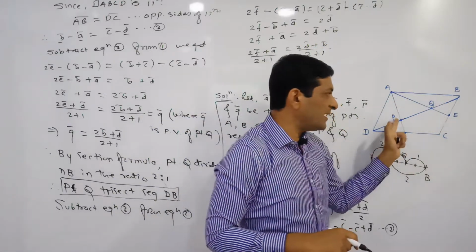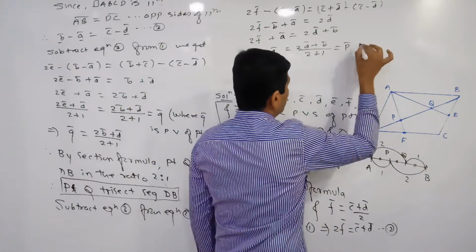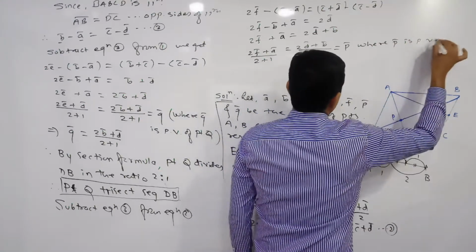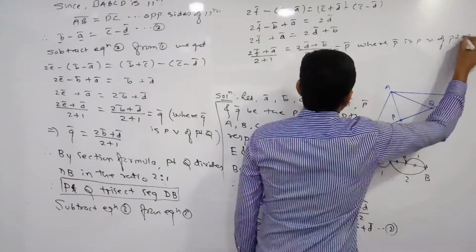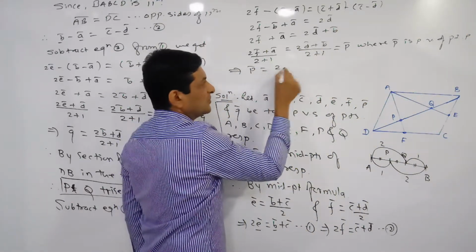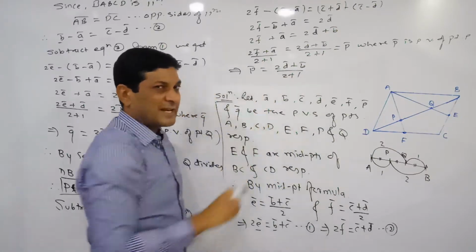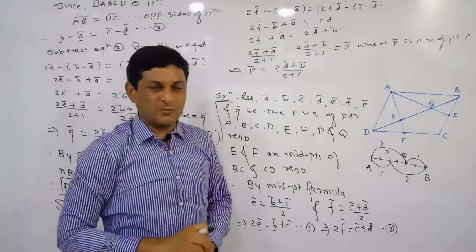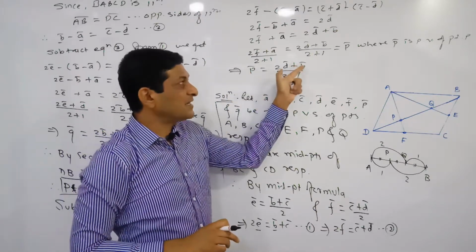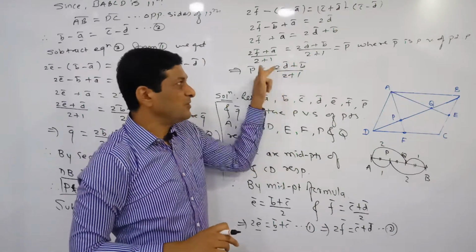Already it is given to us that BD and AF intersect at point P. So that's why we are denoting this vector by P bar, where P bar is the position vector of point P. Now if you observe this value, it implies that P bar is equal to (2D bar plus B bar) upon (2 plus 1). Now the terms are exactly in the form of the section formula. According to the section formula, point P divides segment DB, and if I say DB, then the ratio will be 1:2.